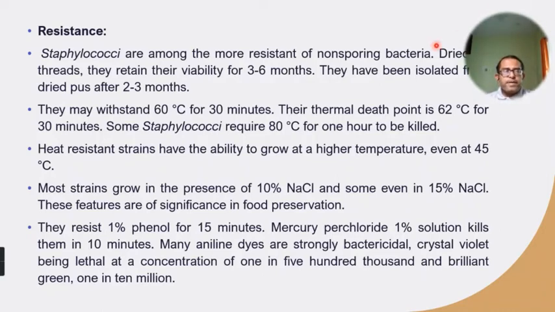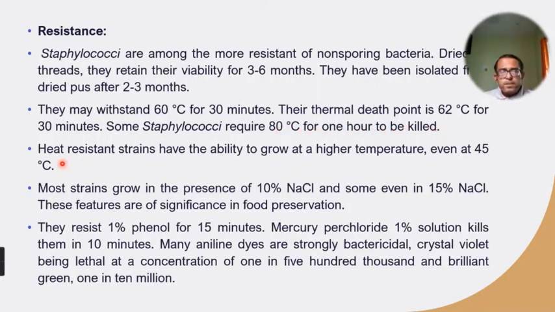This bacteria can remain on dried thread for about 3 to 6 months. It has been isolated from dry pus after 2 to 3 months. It can withstand 60 degrees Celsius for 30 minutes. So the thermal death point of this bacteria is 62 degrees Celsius for 30 minutes. You can observe that at 60 degrees Celsius, this bacteria is able to survive, while other bacteria can be easily killed at 55 degrees Celsius. Some Staphylococci require 80 degrees Celsius for 1 hour to be killed.